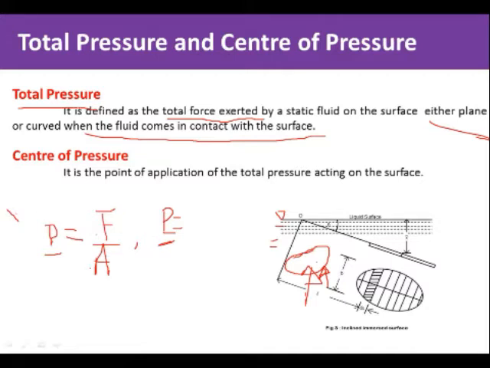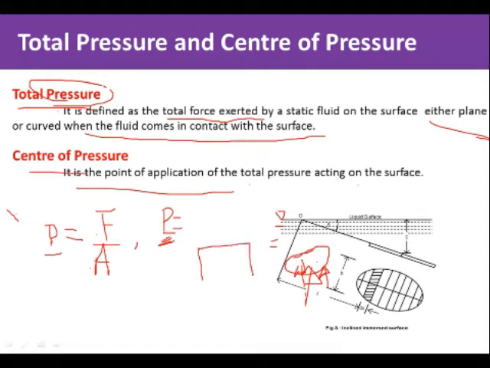So remember, small p, pressure or intensity of pressure, is force per unit area, and that is a different quantity. Here total pressure, although the name is total pressure, is a force which acts whenever a body or any surface is immersed inside the liquid. And as total pressure is a force, the point of application of this force is called the center of pressure.